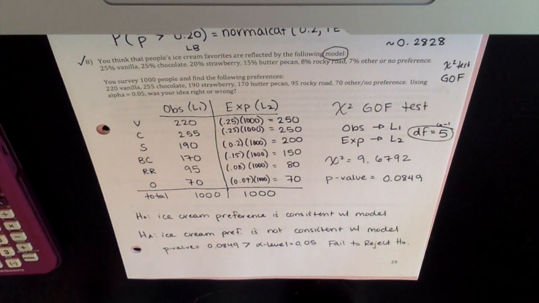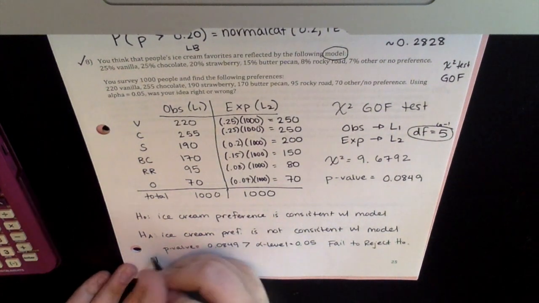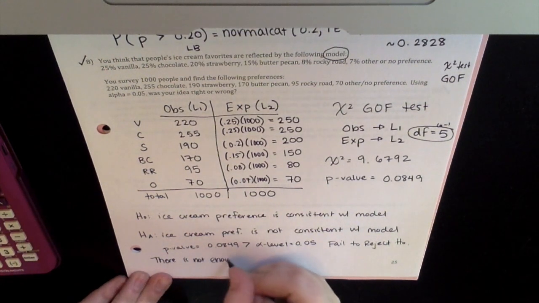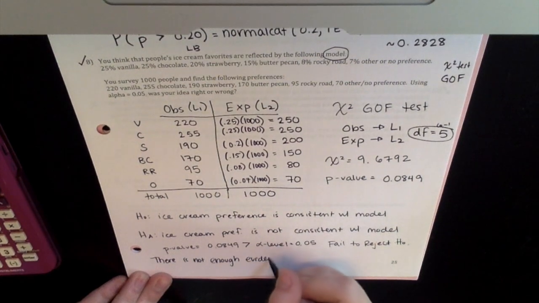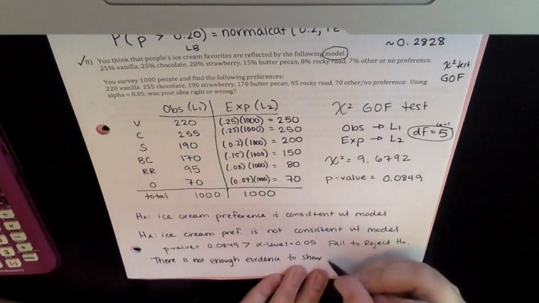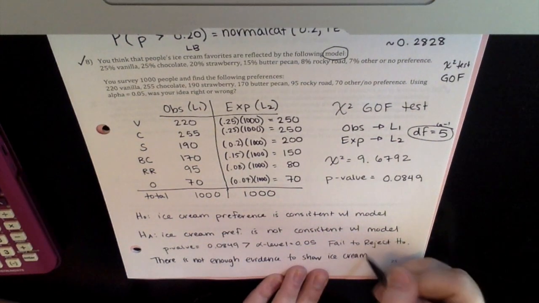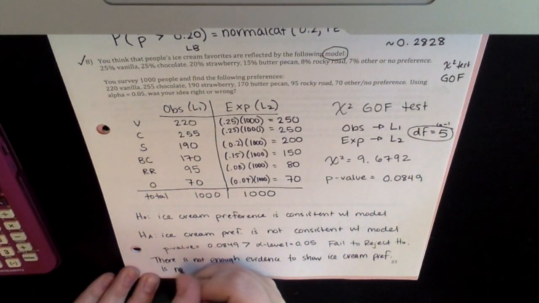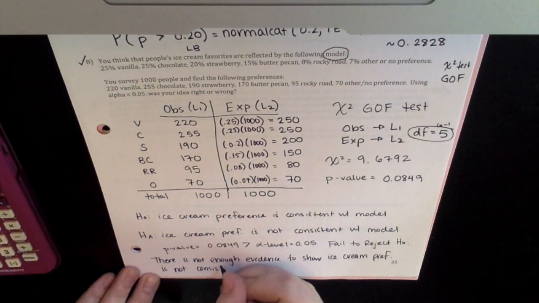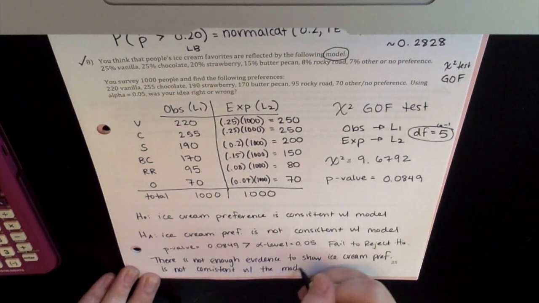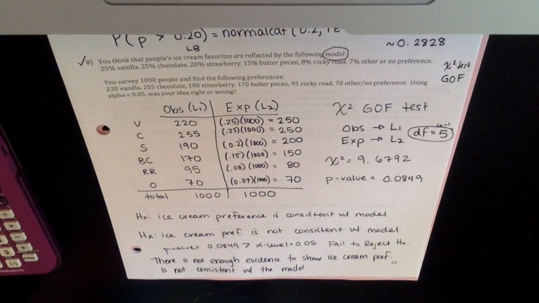Failing to reject the null means that we did not have evidence to show the change. So there is not enough evidence to show, and then I'm going to repeat my alternative. Ice cream preference is not consistent with the model. And then we're done.